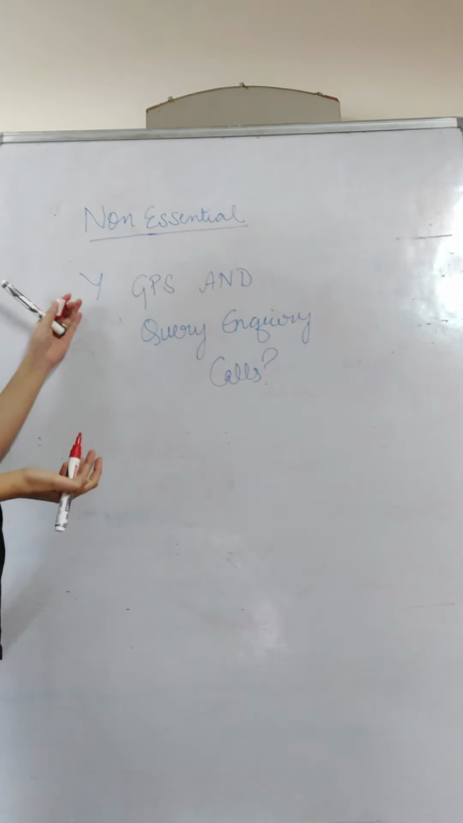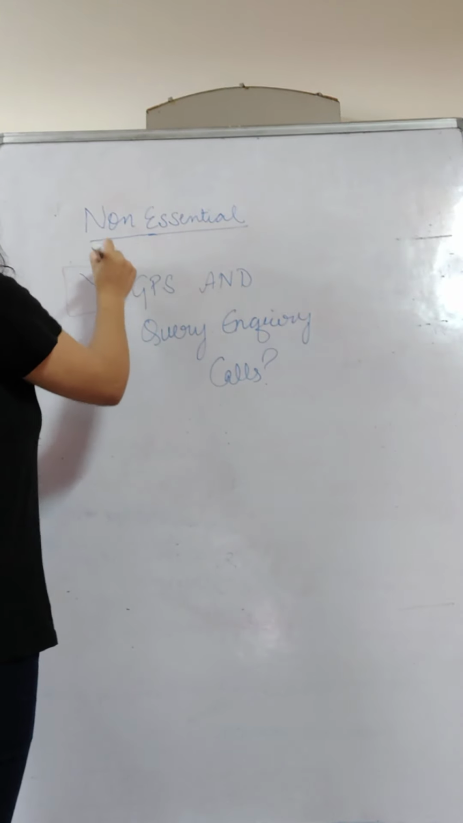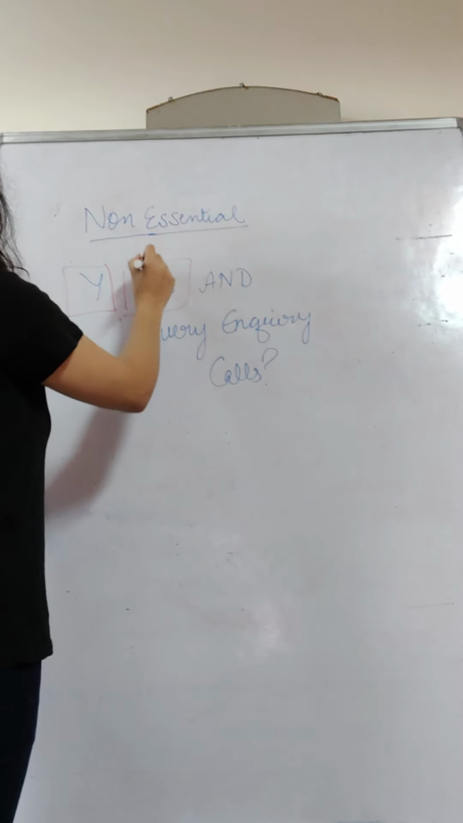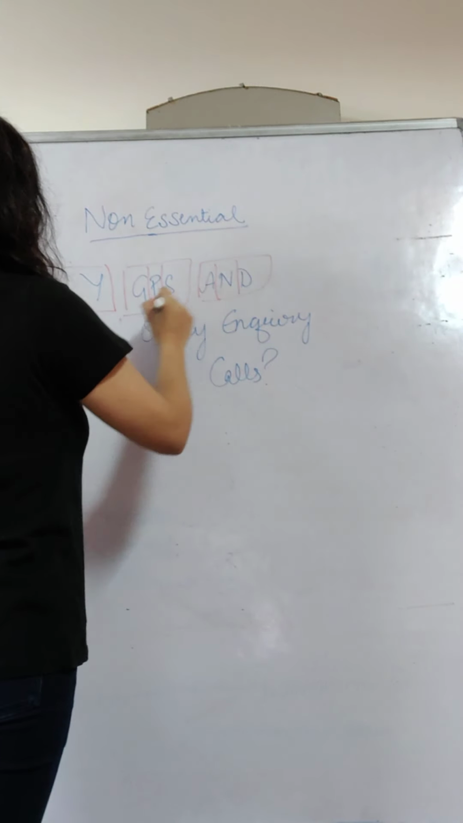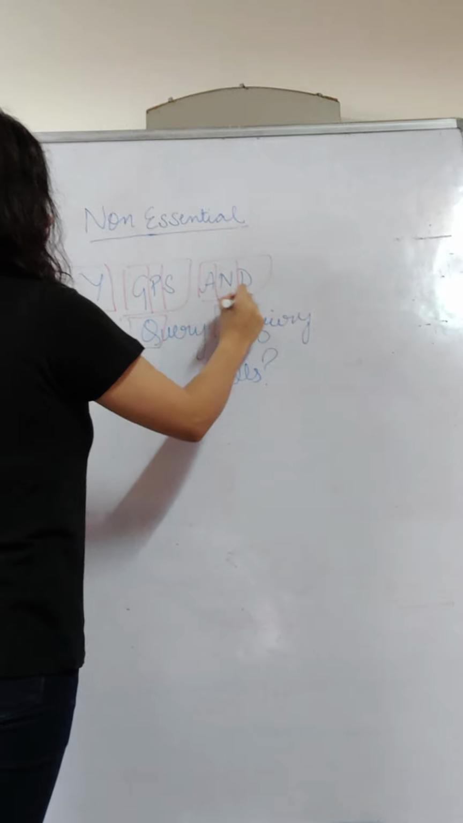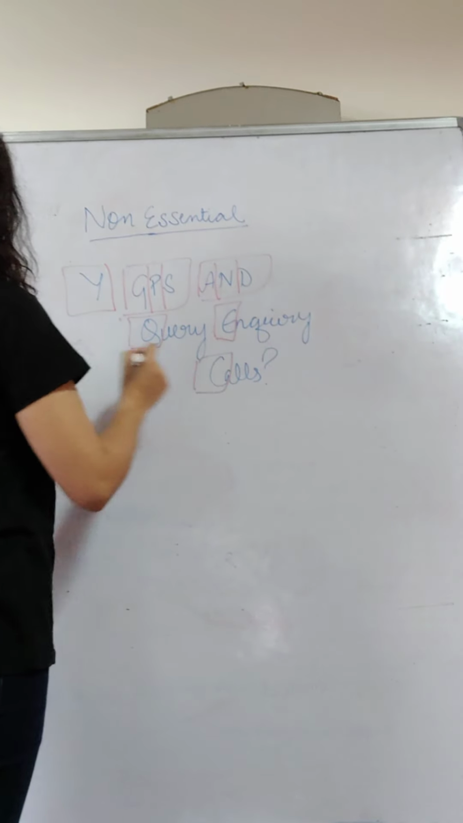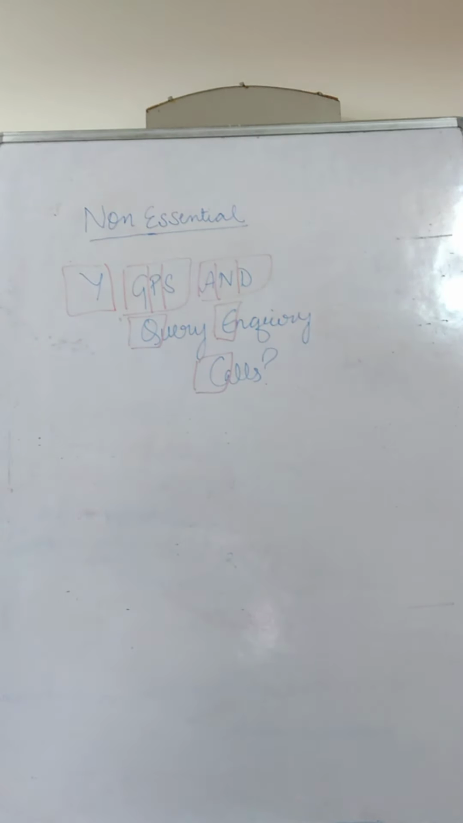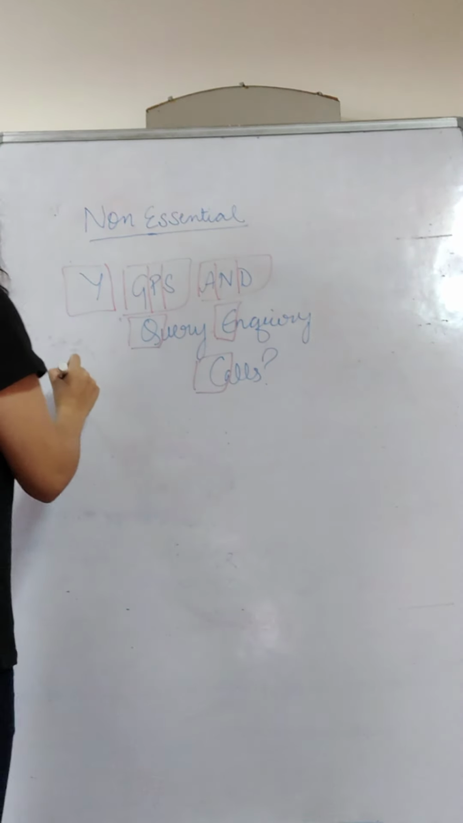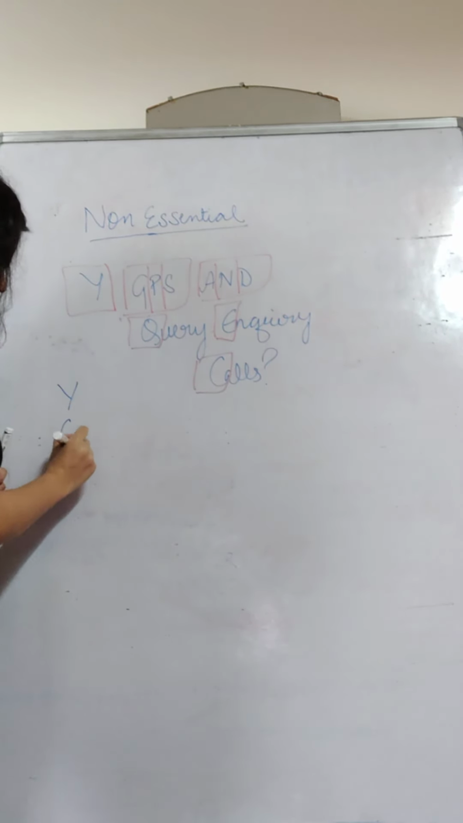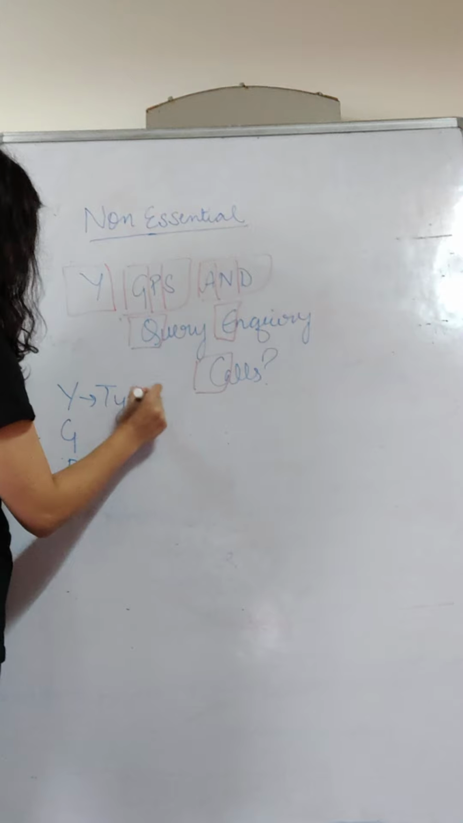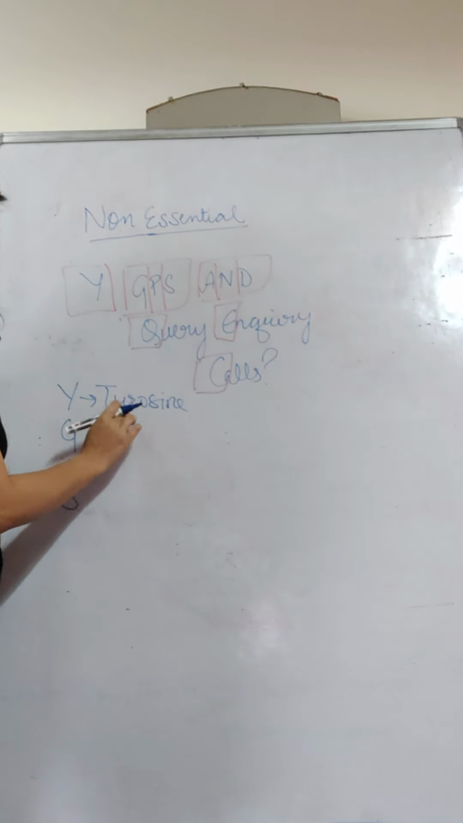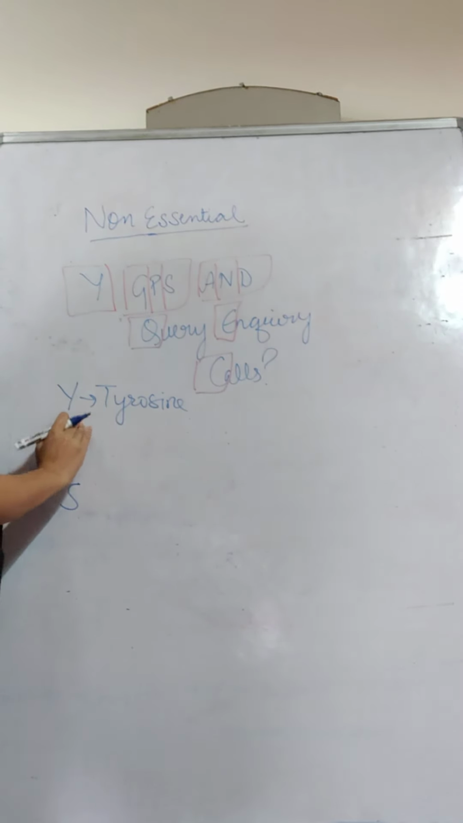But why? If somebody is lost, correct? So we have Y, then here we have G, P and S, and here A and N, D, Q, E and C, correct? So how do we write it? Y, G, P, S. Y is for tyrosine. In tyrosine, Y comes. That is how you will remember.